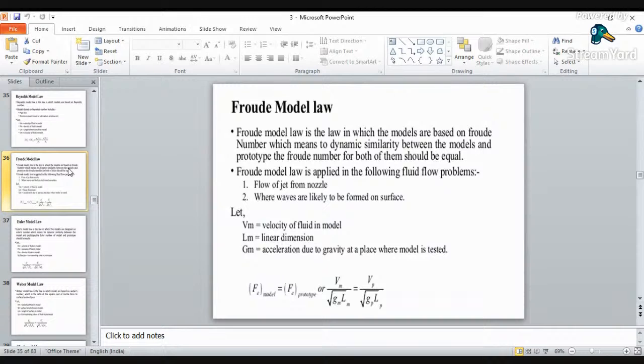Same for the Froude's model law. The models are based on the Froude's number, which is related to the dynamic similarity between model and prototype, and both of them should be equal. Here, the Froude's dimensionless quantity for the model must be equal to the Froude's dimensionless quantity for the prototype. The Froude's number can be calculated as v divided by square root of gD.